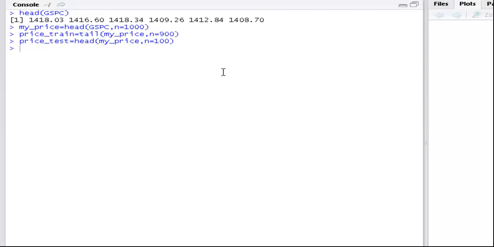So the idea is that I'm going to fit my model to price train, and then I'm going to predict what the model expects is going to happen in the last 100 days, and then compare that to what actually happened. So see how it goes.